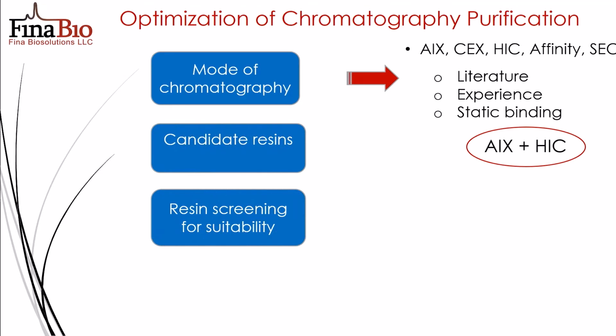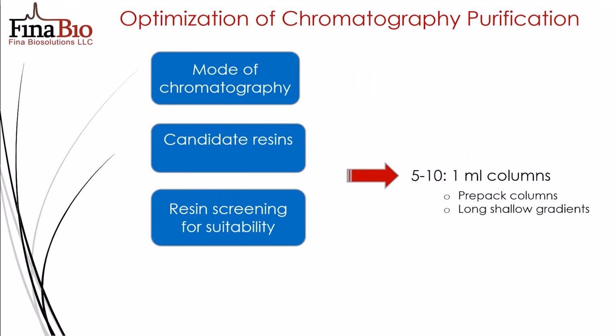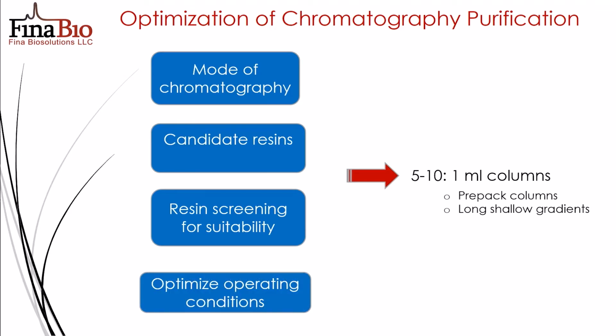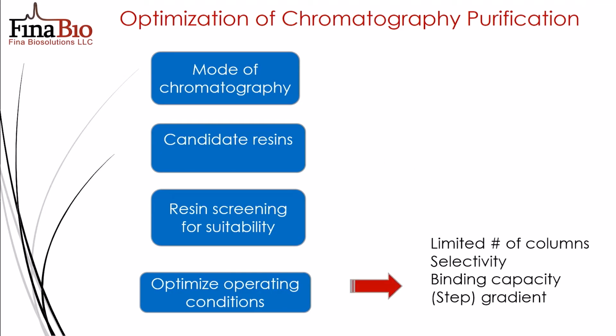We then selected candidate resins in 1 ml pre-pack format and screened them using long, shallow gradients. We then selected a limited number of resins to further evaluate for their binding capacity and selectivity, and then to eventually convert the linear gradient to a simpler step gradient.